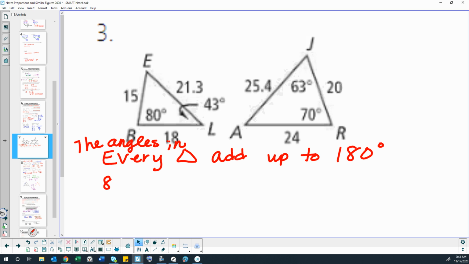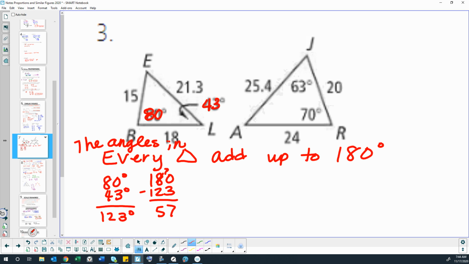So right here we have 80 degrees and 43 degrees, right? In this picture, we have an 80 in this corner and a 43 in that corner. So if we add those together, we get 123. So let's take 180 and subtract 123, and that will give us the missing angle. So let's say I have to borrow here. 10 minus 3 is 7, 7 minus 2 is 5. So this missing angle right here is 57 degrees.